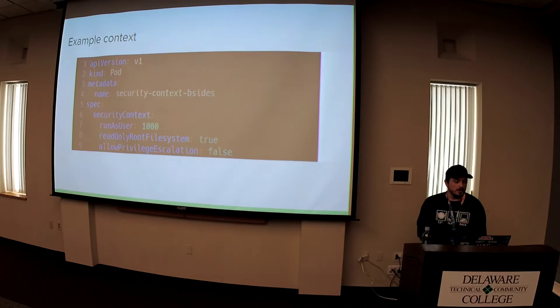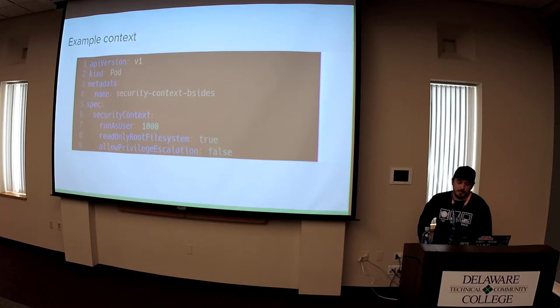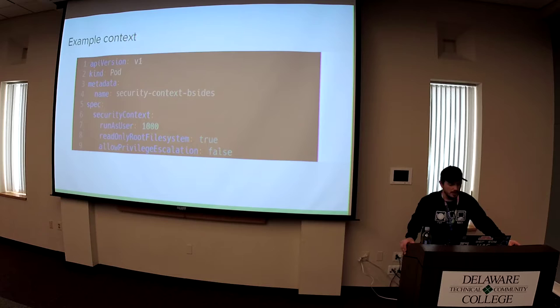So this is an example of a pod definition within Kubernetes. I just have the security context besides right there on line 4, and that gets applied to this. So there's the spec that just says run as this user 1000. It has to be a number, it cannot be a string for the user. I'm telling it I only want a read-only file system because this is just a process running. I don't need to write data in this guy.